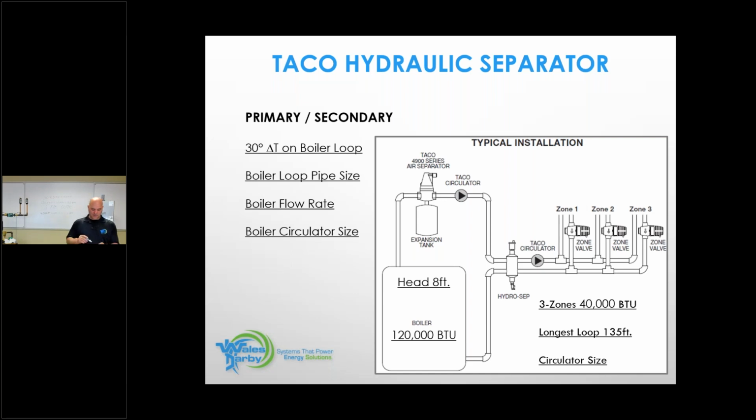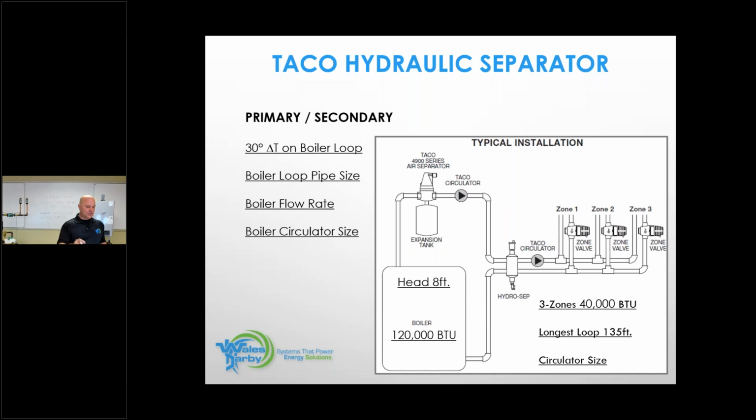Do your head loss: 135 times 0.15 times 0.04, excuse me. What is my head loss of the longest heat circuit? 135 times 1.5 times 0.04 equals 8.1 feet of head.